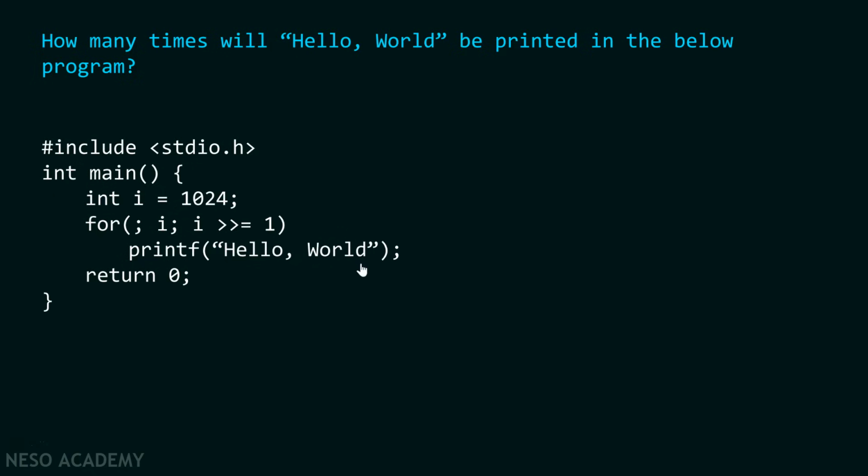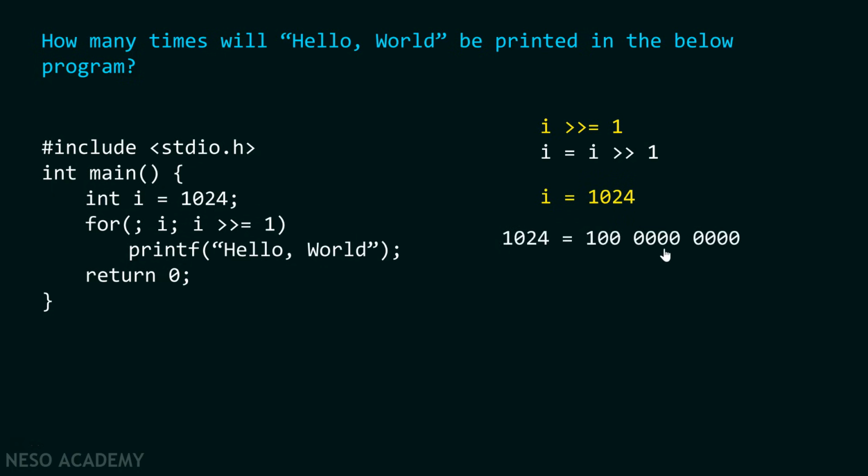After printing this hello world on the screen, we come to this step, that is I >>= 1. We can write this expression as I = I >> 1. This is a right shift operator, and we know this operator will shift all the bits towards right by 1 position. This is what we already learned in the previous lectures. Now we know what is the value of I. Right now, value of I is 1024. We can write this value in binary as 10000000000. There are total 11 bits in this particular representation.